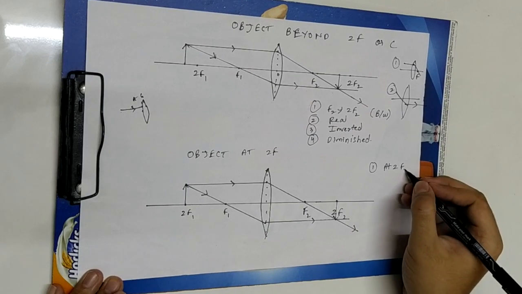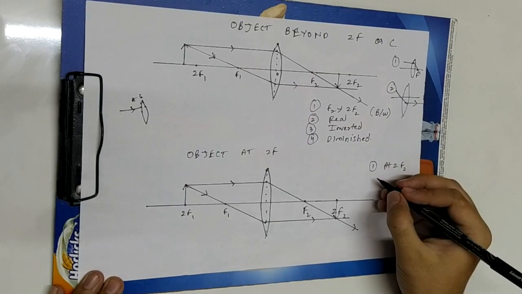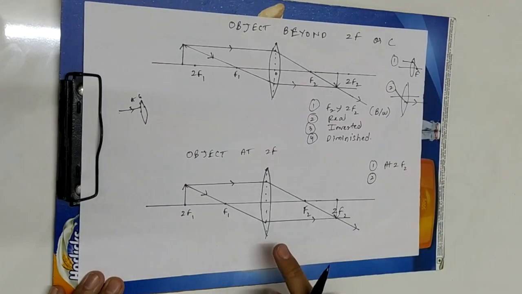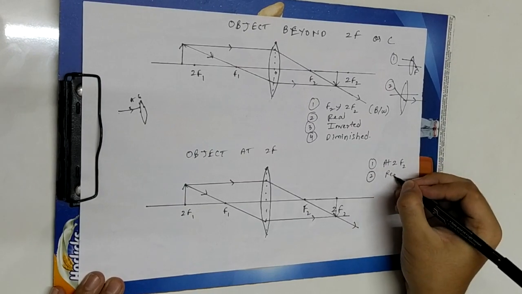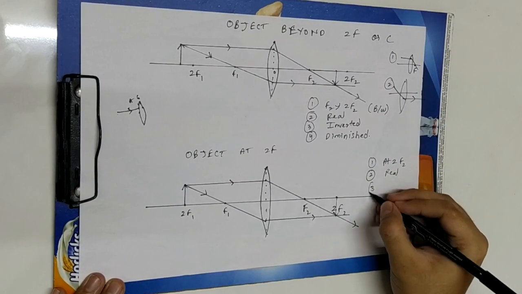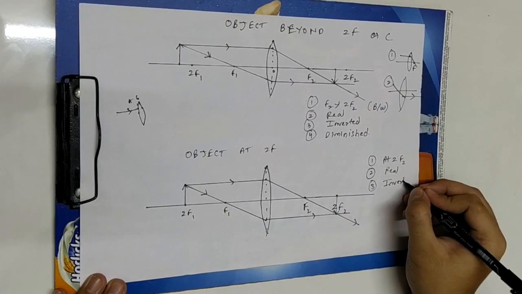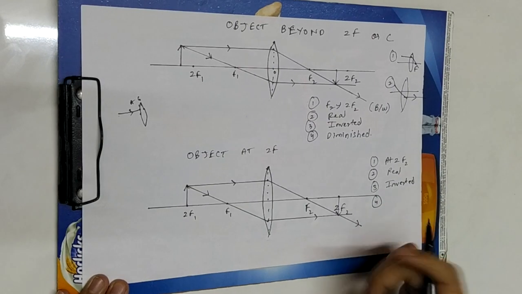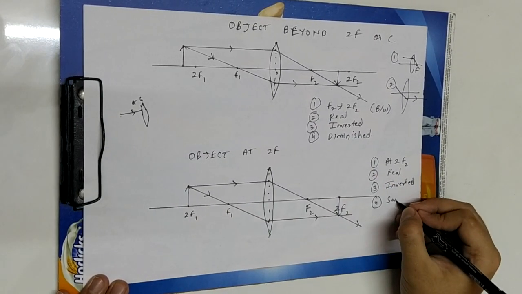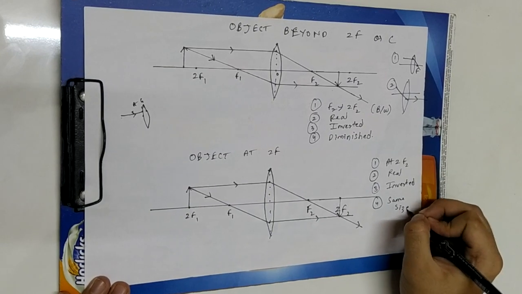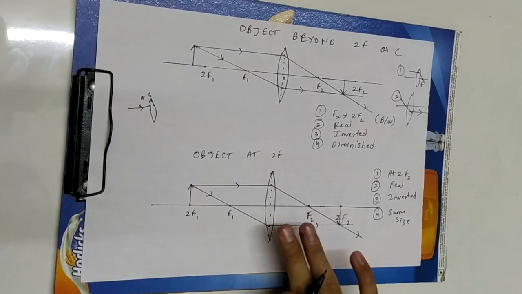So 2f2 we can say, because this is 2f1. On the other side, whatever the focus is there, it is 2f2. Second one, it is inverted. Oh, sorry, it is real or virtual? Real, because it is formed by actual intersection. Third one, is it inverted? Yes. Fourth one, is it diminished in size or same size? It is same size. Same size. So we have got these four things about the case 2.